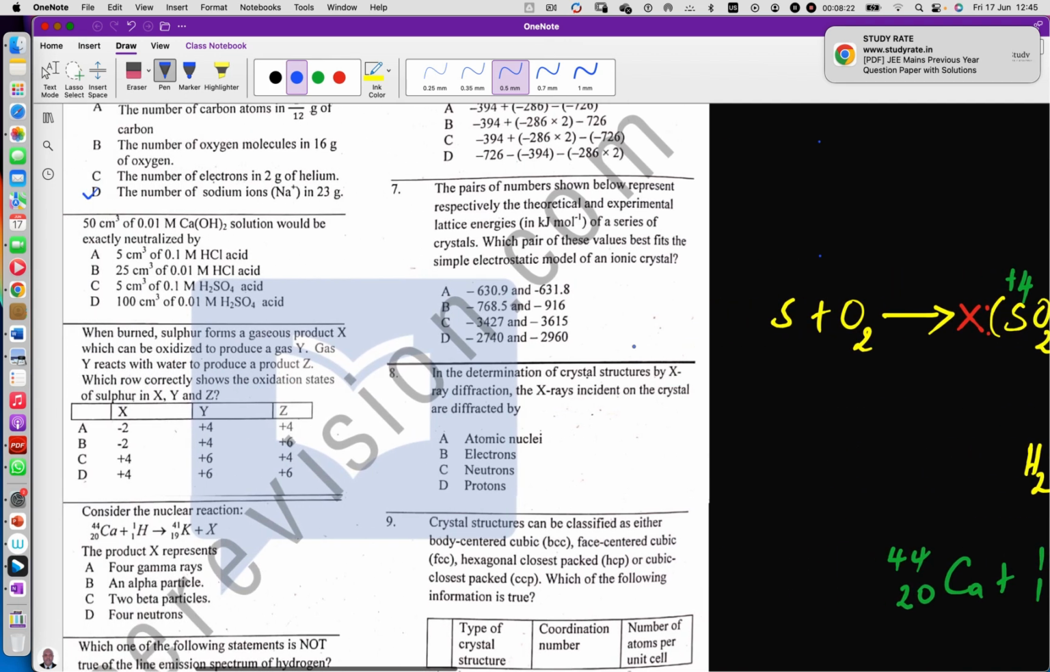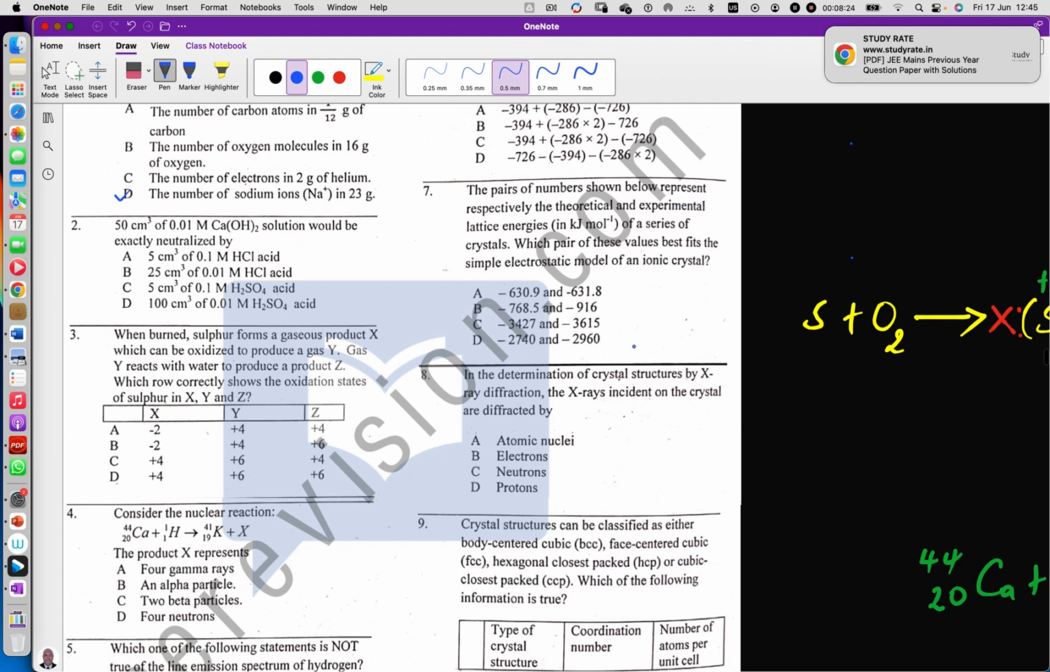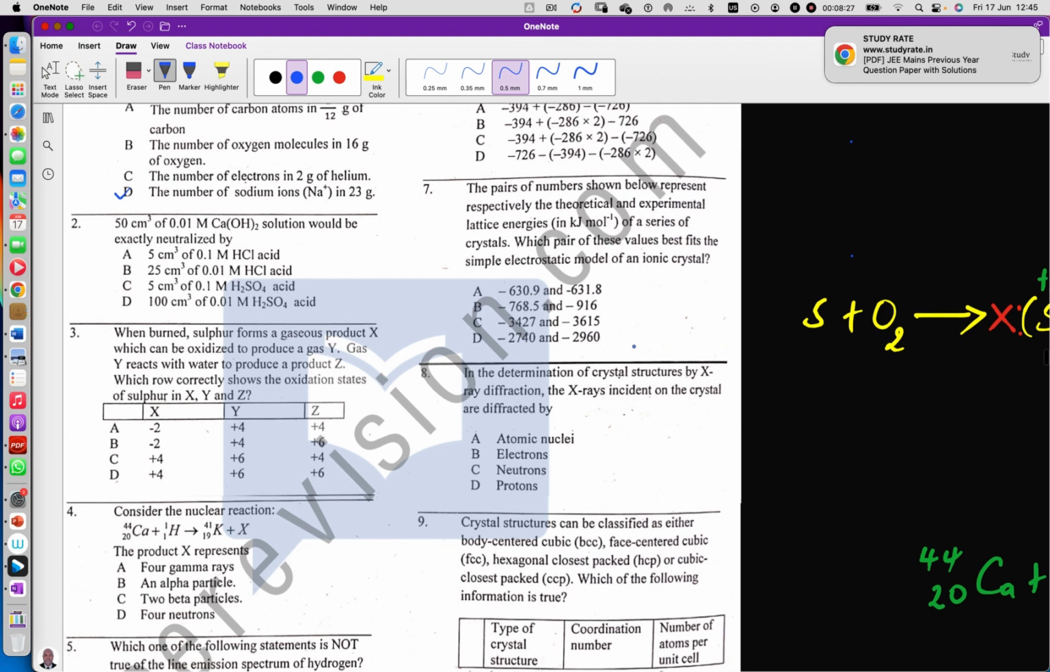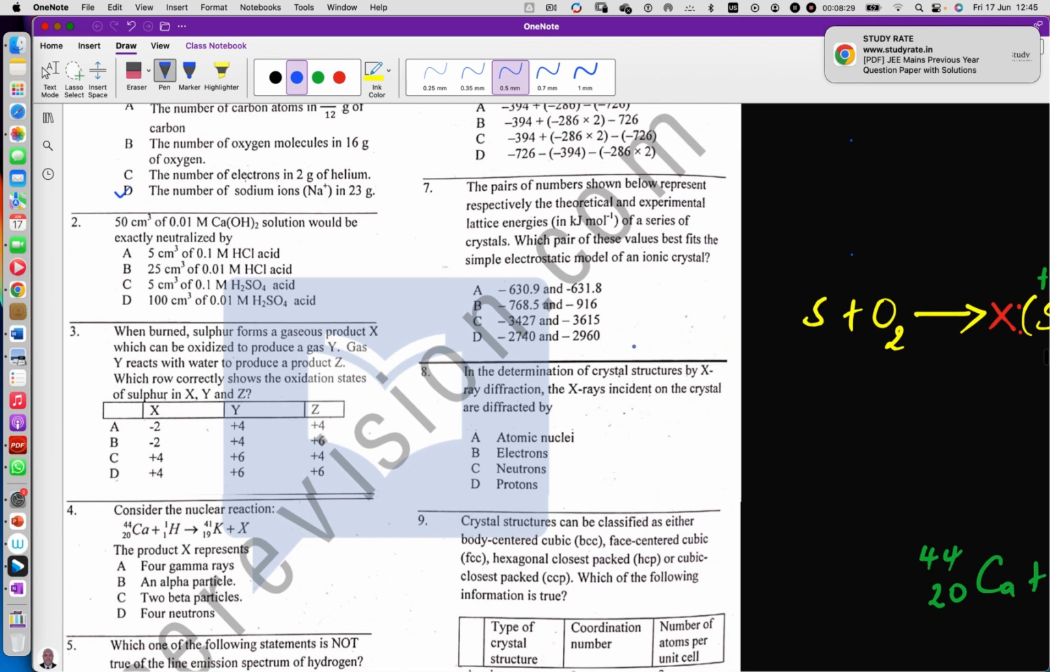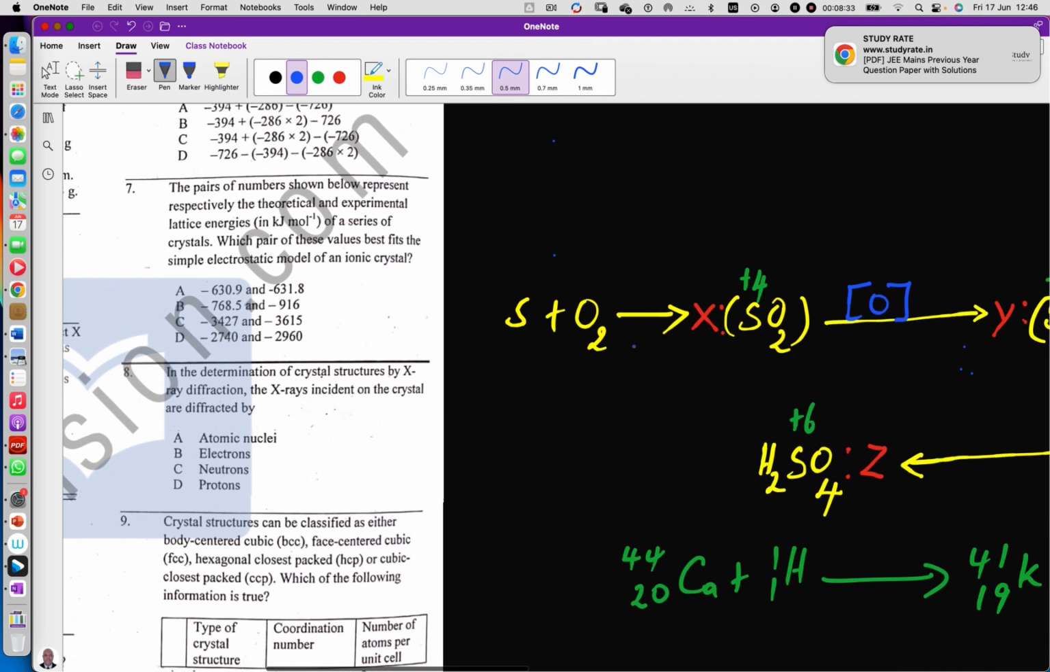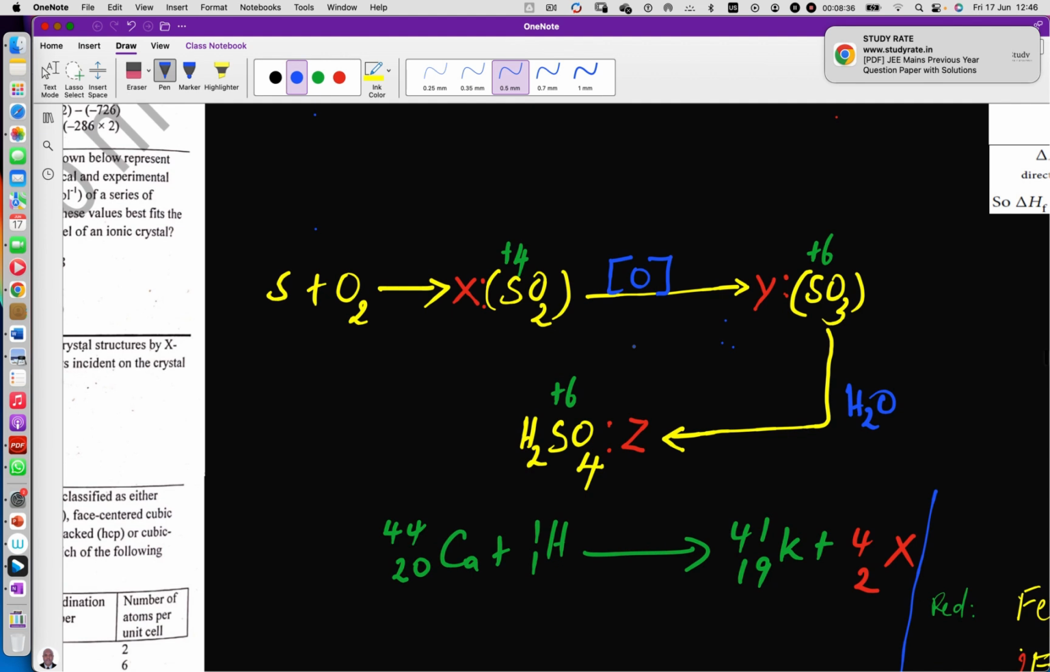Then secondly, gas X, which can be oxidized, produces Y. I said oxidation is the addition of oxygen. So gas X, which is sulfur dioxide, is oxidized by the addition of oxygen. When I add oxygen there, gas Y is formed, which is sulfur trioxide. Let's move ahead.